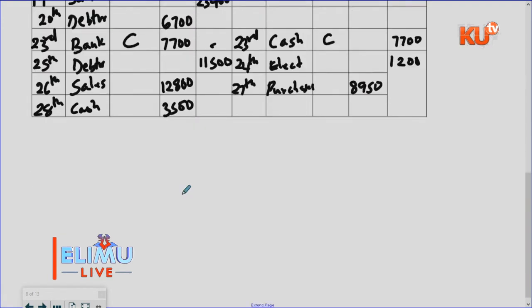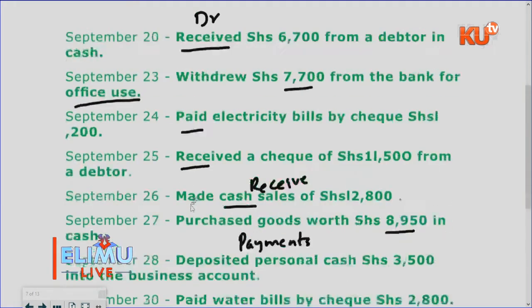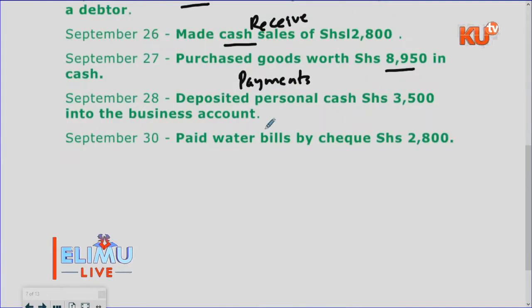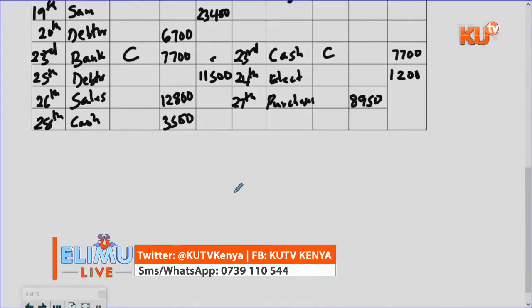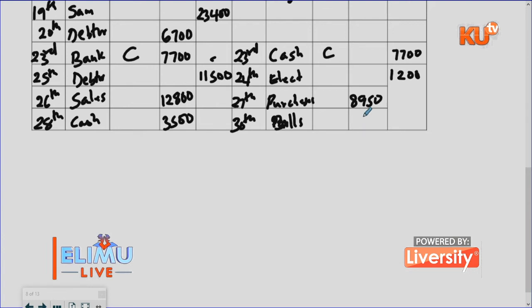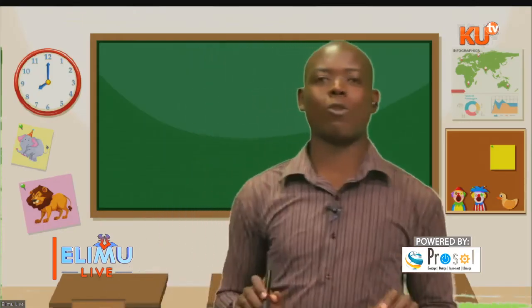3,500. And lastly, the last transaction, that is on 30th, paid water bills. Again, money is out by check 2,800. We credit. So we have this one as 30th September. Those are bills or water bills, cash 2,800. So those are the entries for our 2-column cash book.